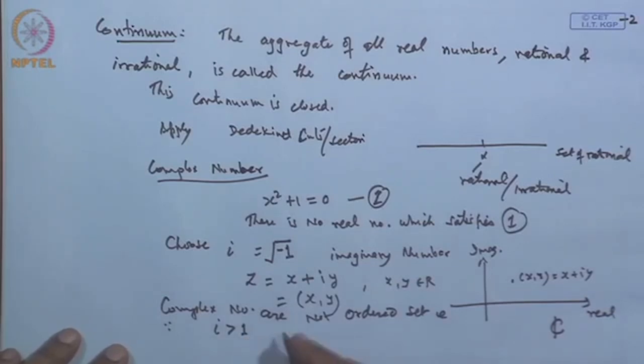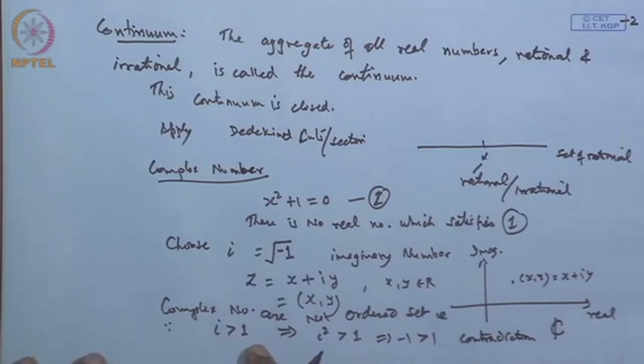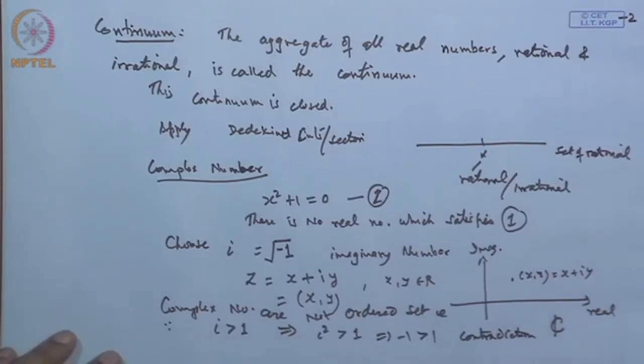Okay. Then what happens? i greater than 1 means you are assuming i to be a positive quantity. So, let us multiply by i again. What you get? i squared is greater than 1. But i squared is minus 1, so minus 1 is greater than 1. So, a contradiction. Similarly, if you assume less than, we also lead to a contradiction. So, this shows that an ordering relation cannot be defined over the set of complex numbers.